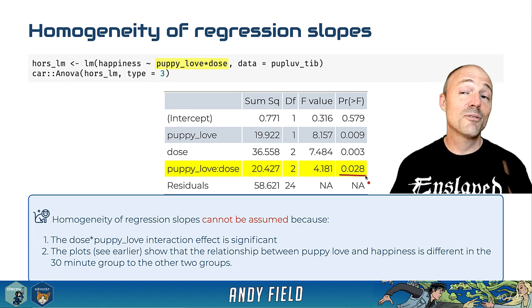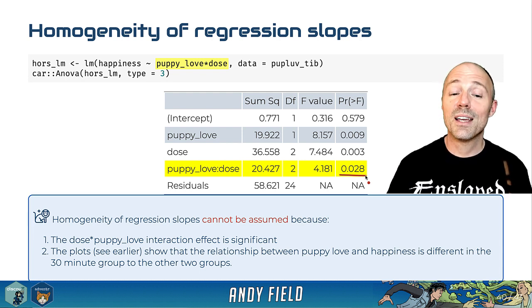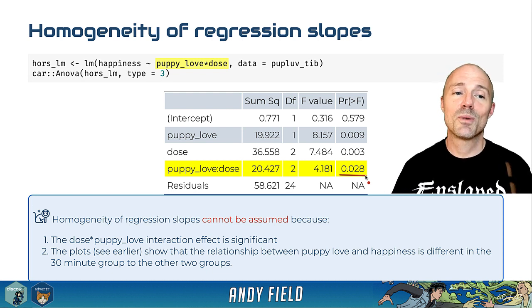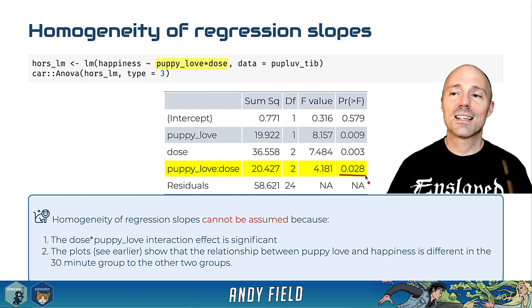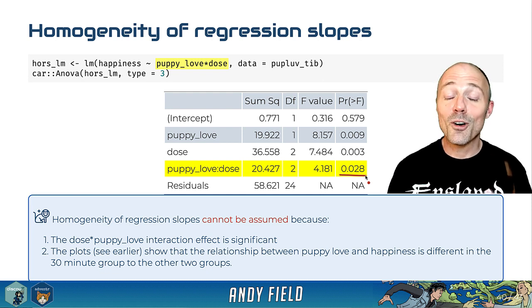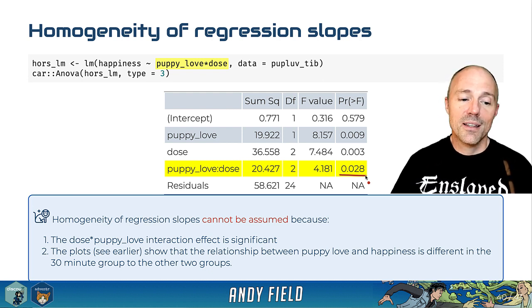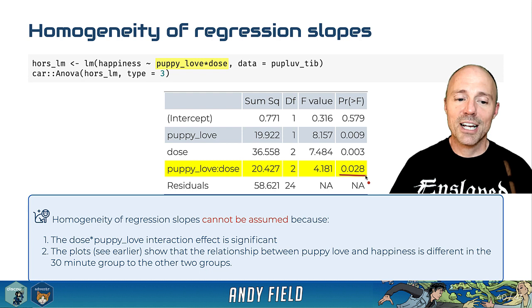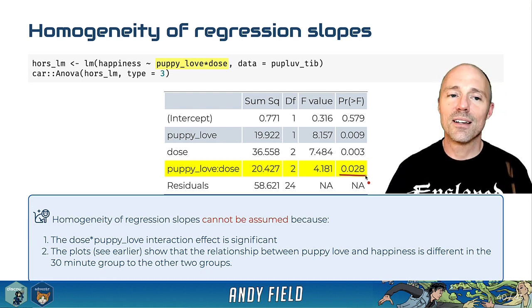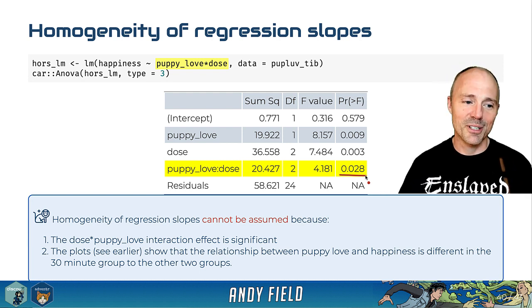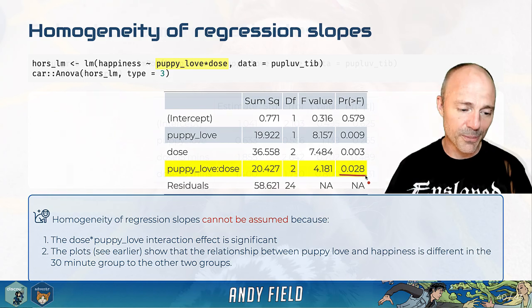Sometimes this is fine, and there are more complex models you can fit that model this variability in the relationship between one variable and another. But we're not fitting those complex models here, so that's why we need to think about this. The dose by puppy love interaction is significant, and what that means is that this assumption is violated. The way around that is just to fit more complex models that we don't cover on this module, called multi-level models.